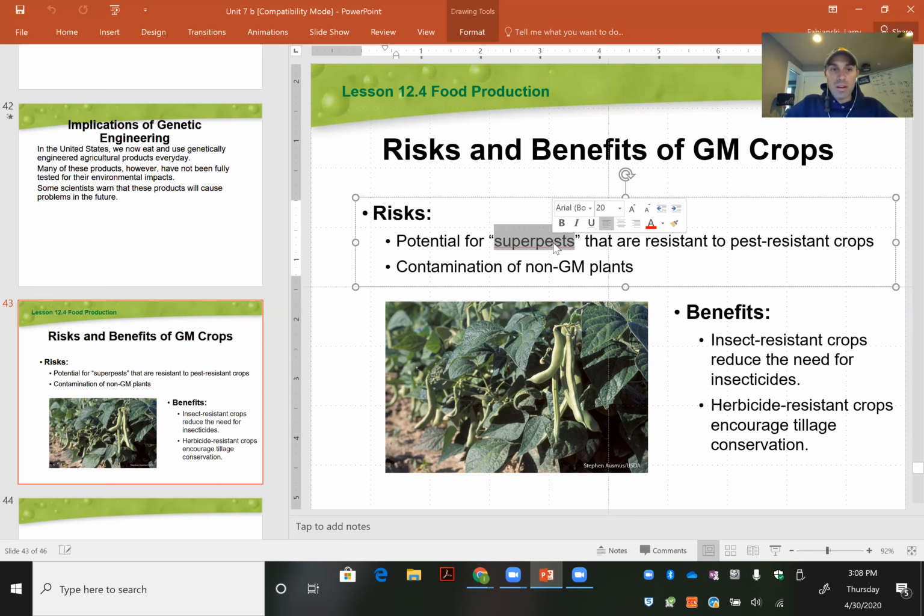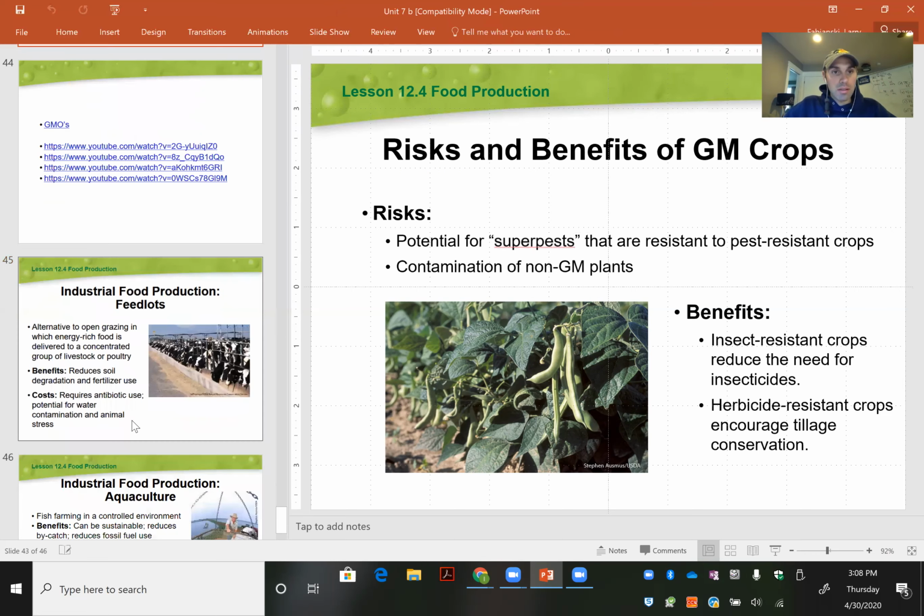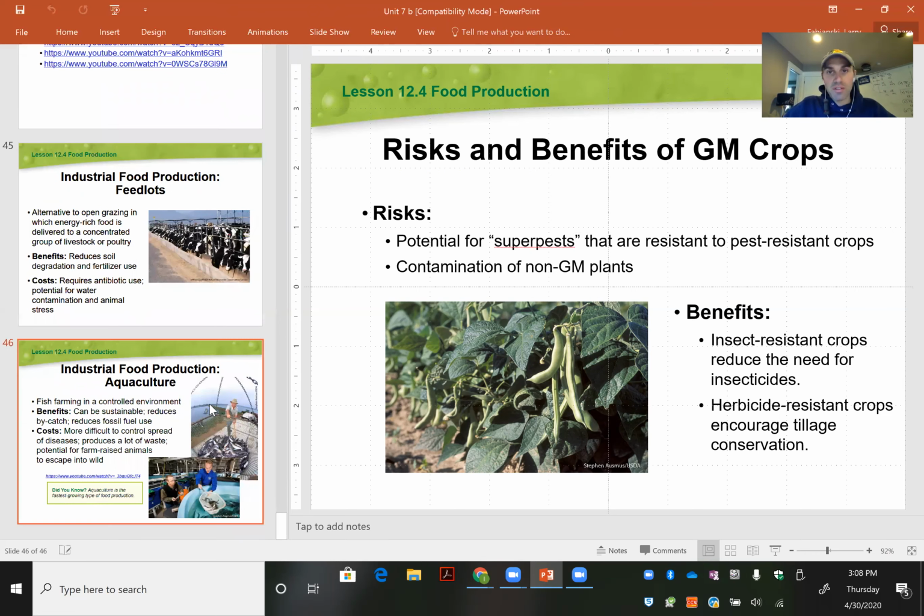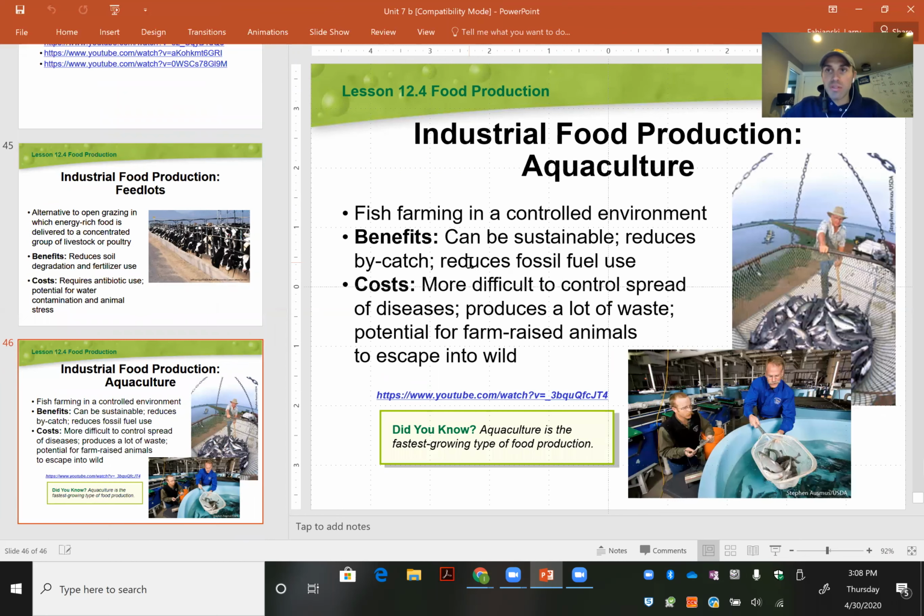Number 17, what is aquaculture? Aquaculture is essentially fish farming, guys. That's all it is, fish farming. And what are the pros and cons? The pros, it's sustainable. It reduces bycatch, meaning if you go out and you try and net other fish, you're going to net other organisms as well. You're not just going after the target fish, you're going to net and kill other organisms. And it reduces the use of fossil fuels, right? Because you don't have to get a boat, go out there and catch the fish. They're right there for you.